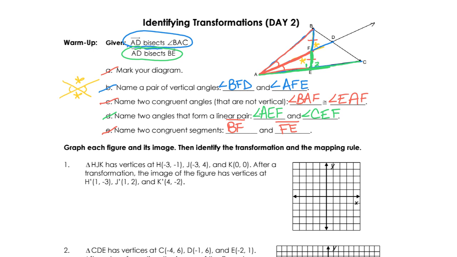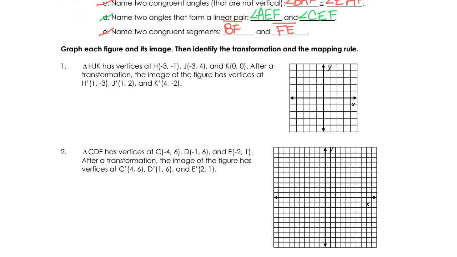On to number 1, it says graph each figure and its image, then identify the transformation and the mapping rule. We haven't talked a whole lot about mapping rules, but we're going to, and I'll show you what they are. First off, I have to graph my triangle. It's triangle HJK. H is at -3, -1. When you graph, make sure that you label each point with the letter. J is at -3, 1, 2, 3, 4. And K is at 0, 0.